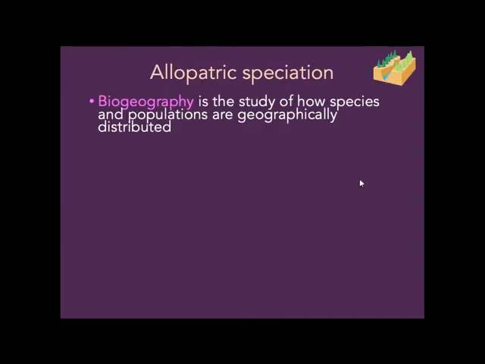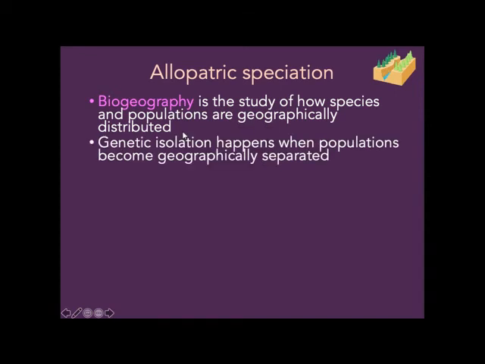All right, so we're going to talk a little bit about how speciation actually happens. And to do that, we need to talk about biogeography. Biogeography, you know it as the bio part, living things, and the geography involving the earth. It's a study of how species and populations are geographically distributed around the earth. We have already talked about how you get genetic isolation between 2 populations when they become geographically separated, right? Some barrier prevents the populations from interacting.